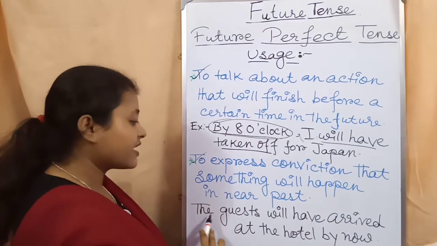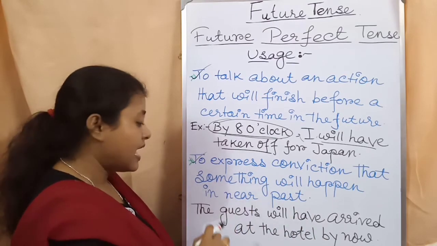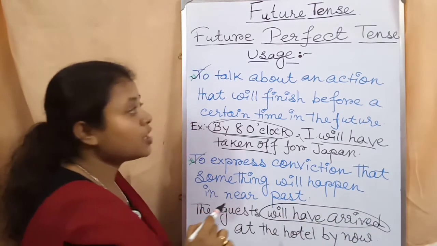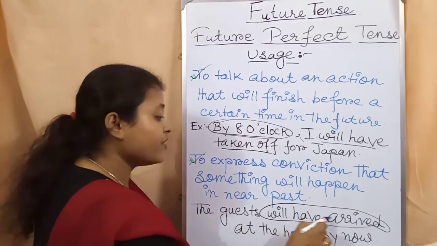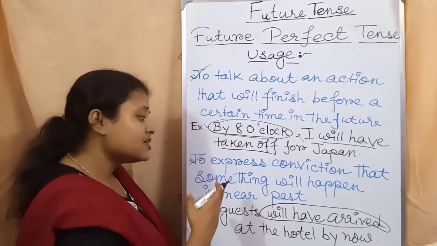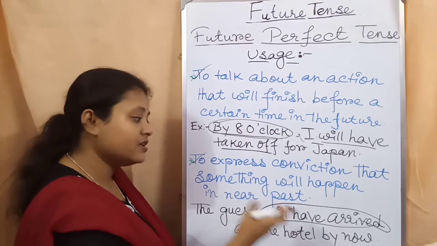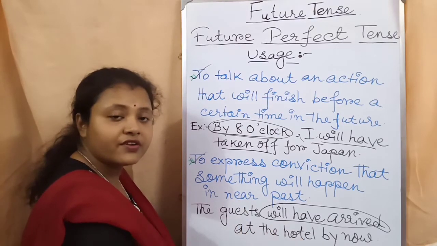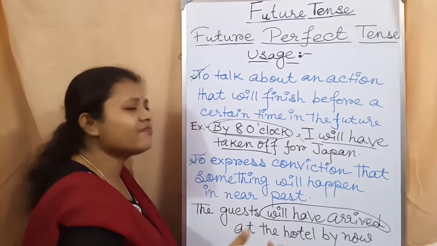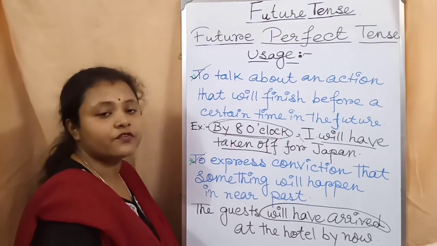For example, the guests will have arrived at the hotel by now. Here I have used the future perfect tense. So the guests will have arrived. It is my conviction, it is my belief. I thought that this thing will happen. The arrival of the guests will happen in the near past by this time. So that is why I have written that. It expressed my conviction, my belief that by the time they will have arrived. They must have arrived. So that is why I have used the future perfect tense.